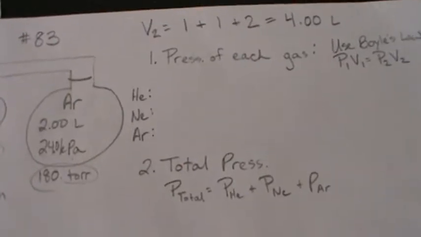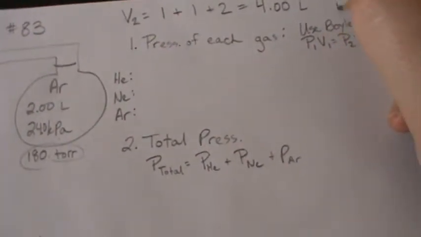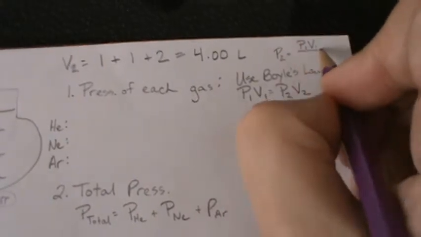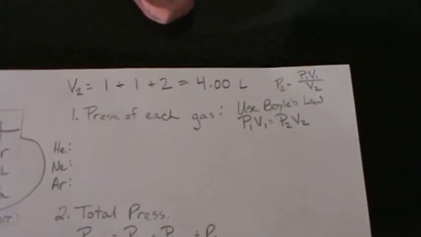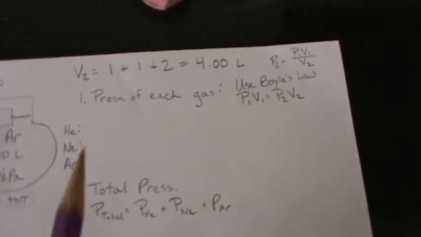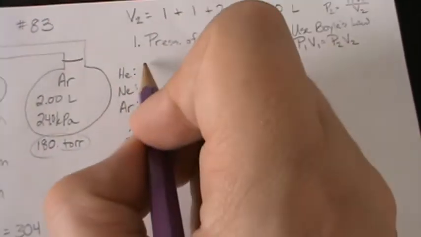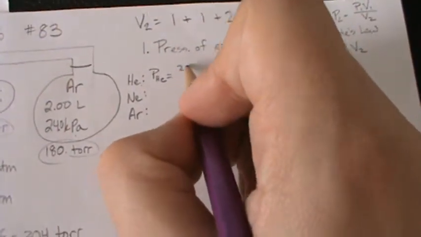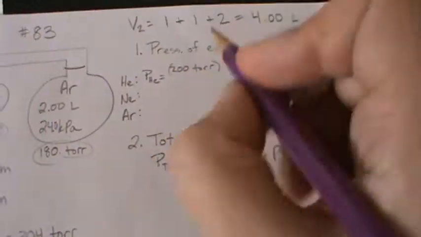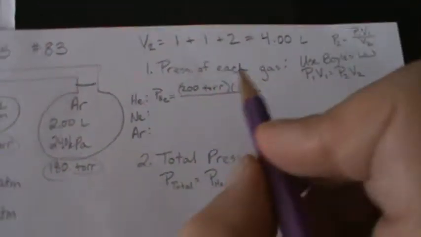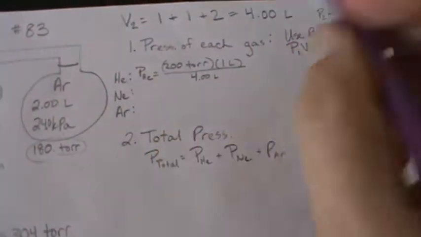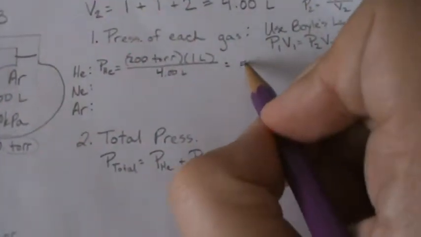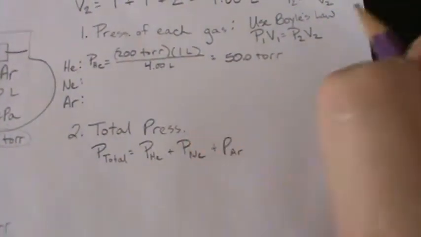So for helium, let's do a real quick solve here. P2, if I'm solving for my second pressure, is equal to P1 V1 over V2. I'm doing a lot of things ahead of time so that it's easier to do 3 of them in a row. So my P2 for helium, we'll say P helium, is equal to my initial pressure, 200 torr, times my initial volume, 1 liter, divided by my final volume, 4 liters. If we take 200 and divide it by 4, this is going to be 50 torr for the pressure of my helium.